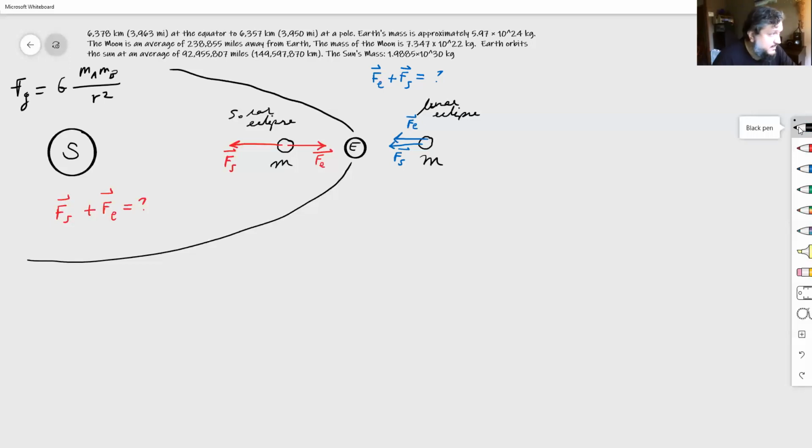All right, so for this problem, we need the moon-sun distance and we need the moon-earth distance, the distance between the Earth and the moon. Now that is actually really small compared to the Earth-sun distance. So where are those numbers? Right here. We have this number here, and then this.